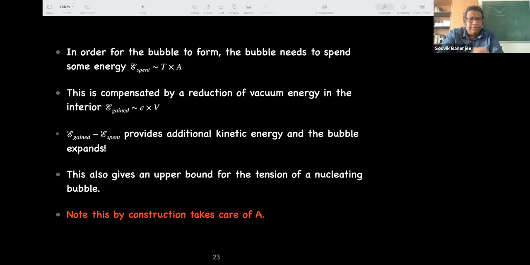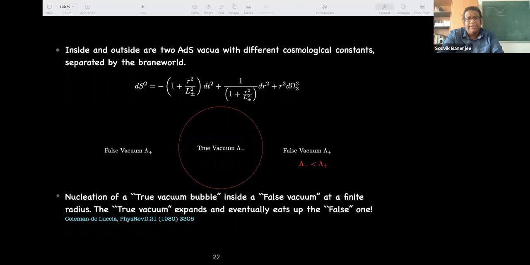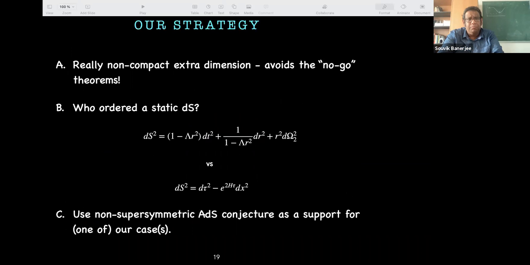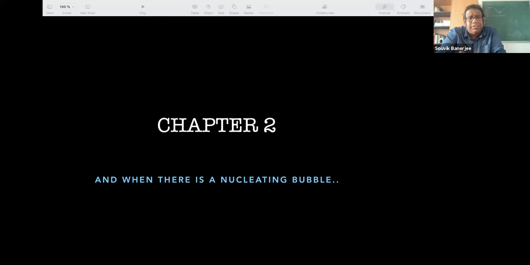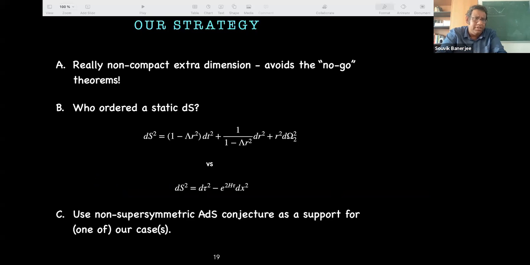Now, this construction already takes care of A. By A, I mean that we need a really non-compact extra dimension. Here, the extra dimension is really non-compact. You have an interior of the bubble and an exterior of the bubble, unlike the Nanda-Sundaram case where you have a mod sign, which basically tells you that you have two interiors. So this construction already gets rid of this A if we can make this construction consistent, which we'll show in a bit.